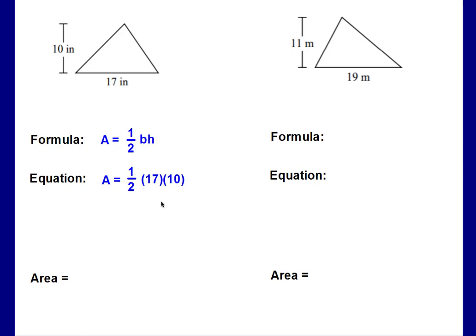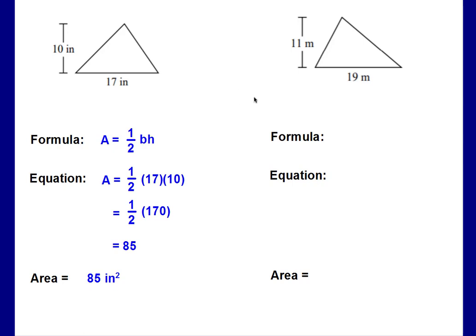Then you just do the math. You could use the commutative property if you wanted to and move these around so that it's 1/2 of 10, which is 5, times 17. Or you could multiply it like you see. 17 times 10 is 170, and half of 170 is 85. So the area of this triangle is 85 inches squared. Don't forget to put your labels, inches, and it's area we're talking about, which is two-dimensional, so it's squared.